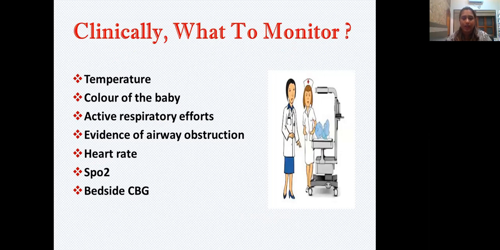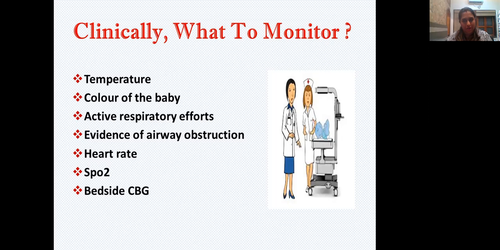In the NICU, when we are monitoring the baby, we have to keep track of the temperature, because both hypothermia and hyperthermia can cause apnea. Then the color of the baby, that is if the baby is having cyanosis, or even plethora, increased viscous blood can also lead to apnea in the baby. But cyanosis has to be monitored.